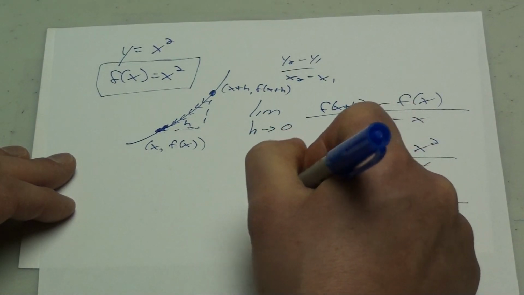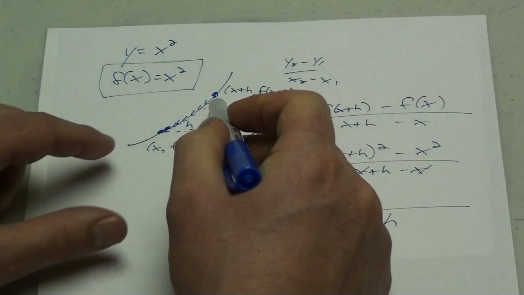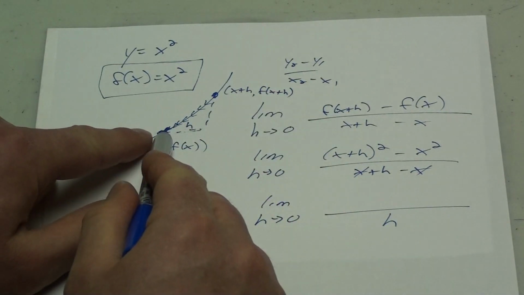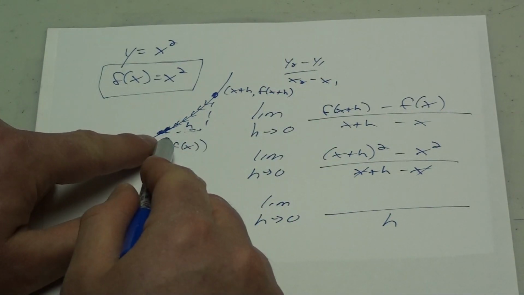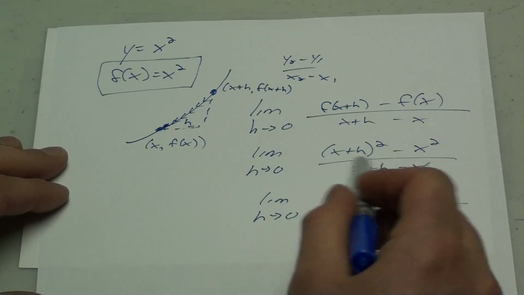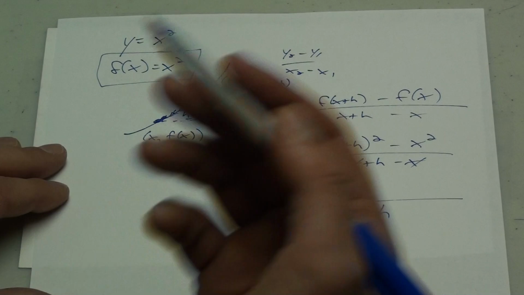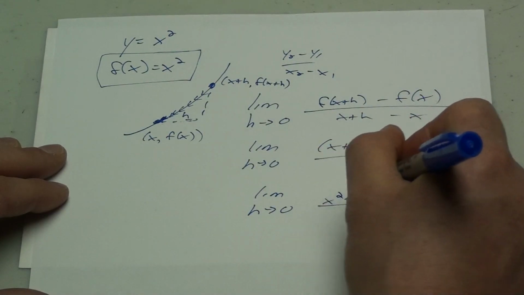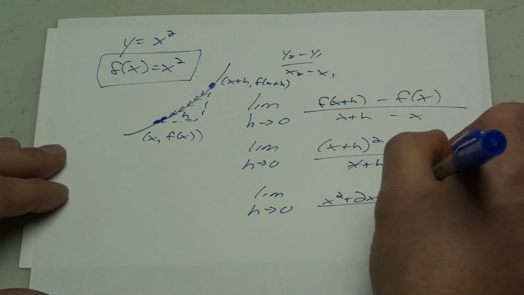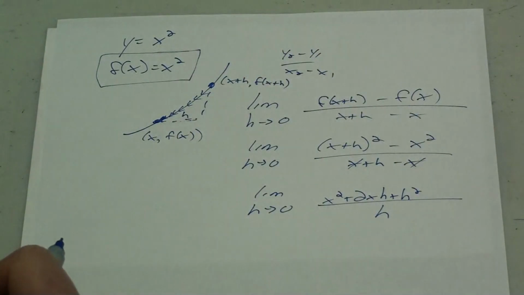I still have the limit as h approaches 0, which just denotes that my 2 points are moving very, very close beside each other. The difference between them is becoming close to 0. I can do a little algebraic expansion on top. So x plus h squared becomes x squared plus 2xh plus h squared. You can do FOIL if you want to try and expand it.